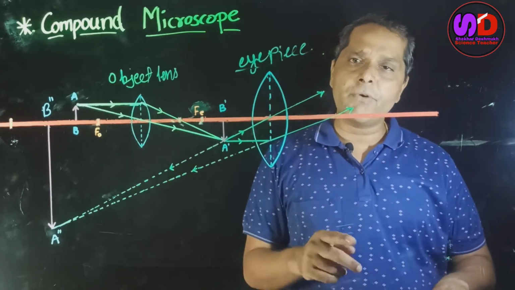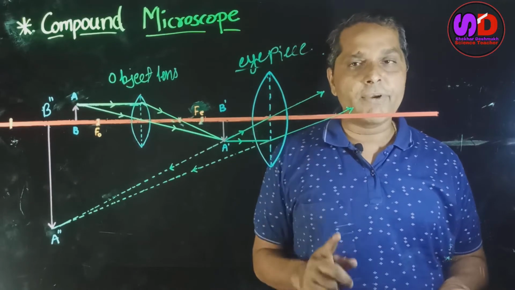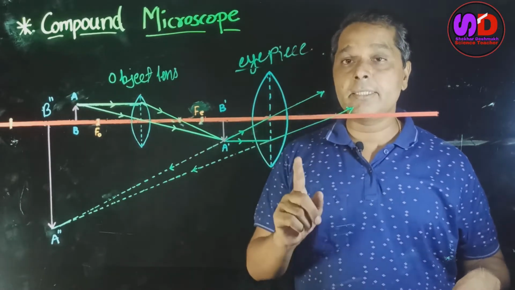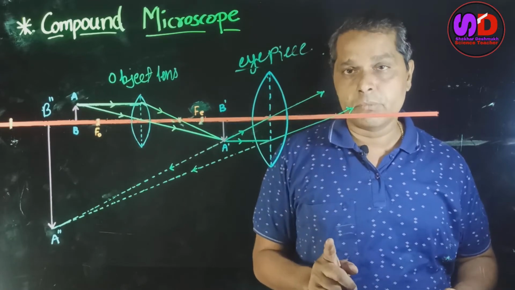The third and very important use of convex lens is the telescope.